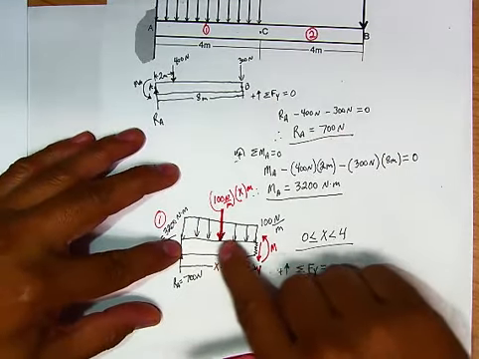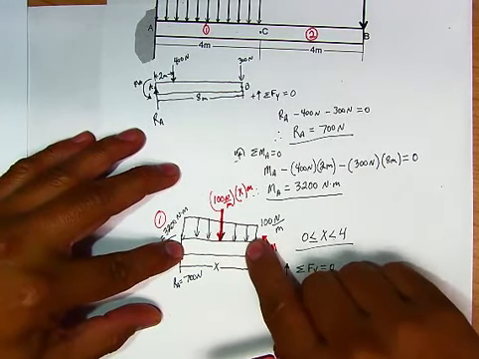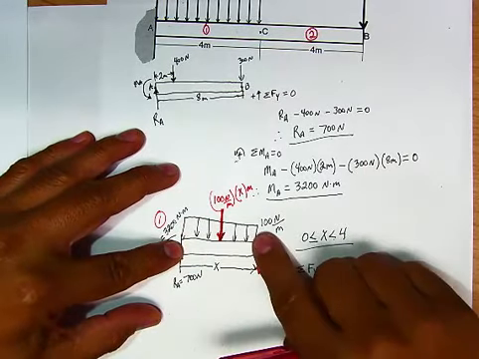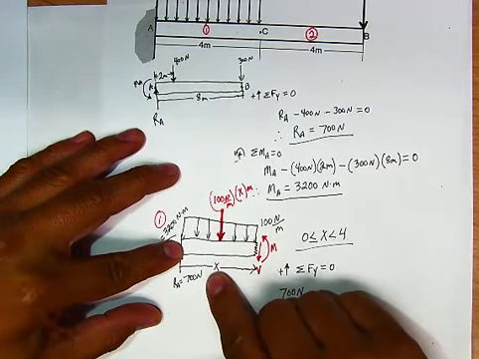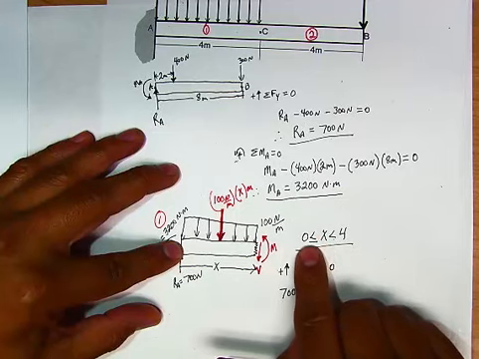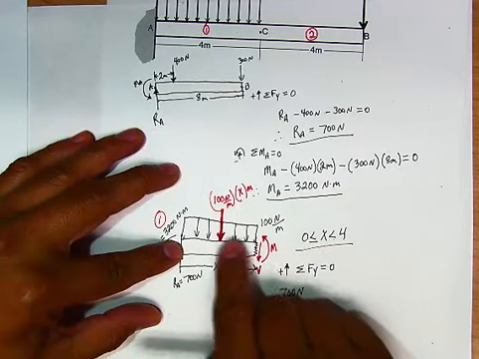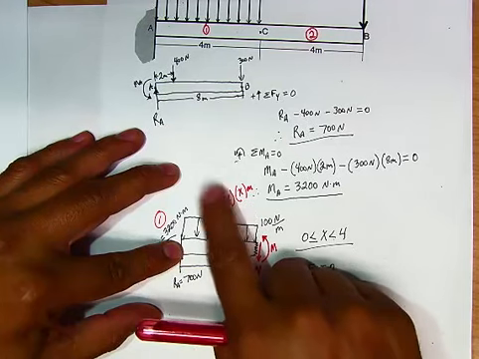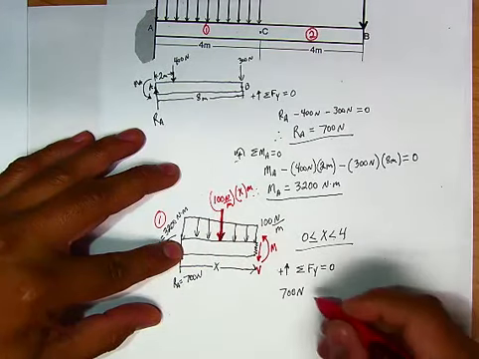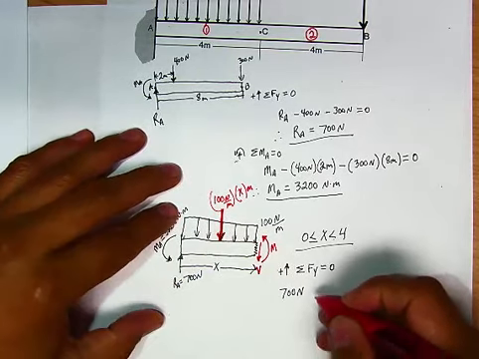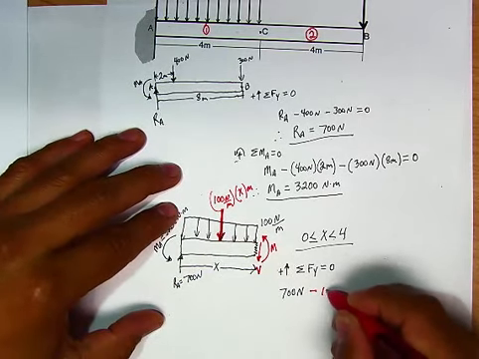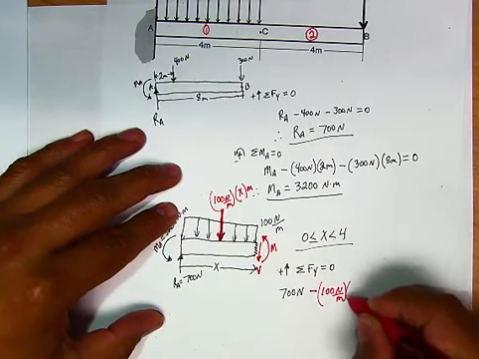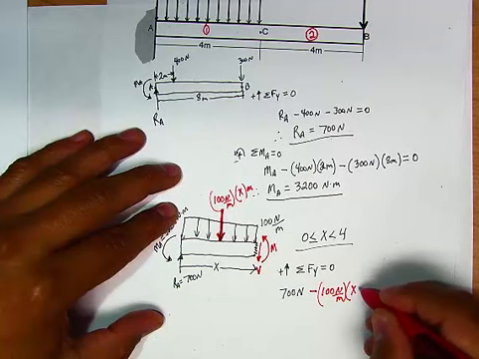Here, we do not know how far we cut this. We could have cut it 2 meters, which is right around here. We could have cut it 3. We could have cut it 4. So we do not know, so we leave it as a variable X. We just know that X is somewhere between 0 and 4. So we're going to write this in terms of X. Our force is 100 newtons per meter times X, and it is downward. So therefore, it's negative 100 newtons per meter times X meters.